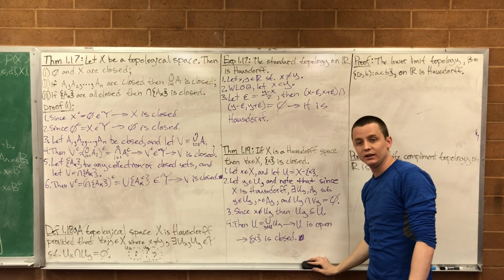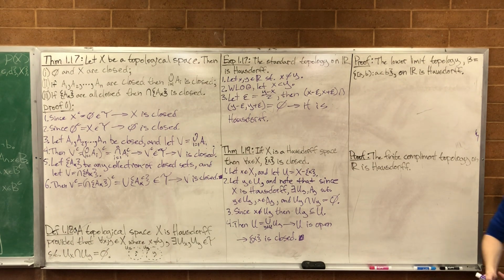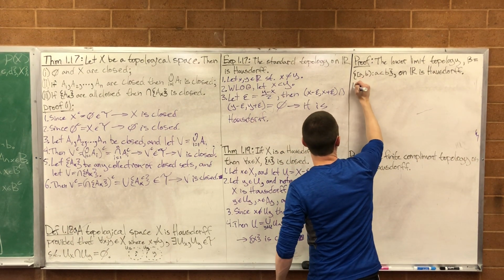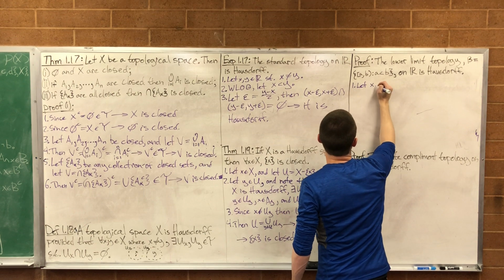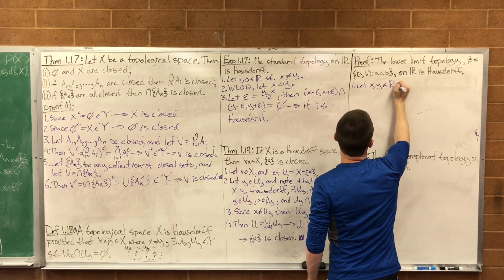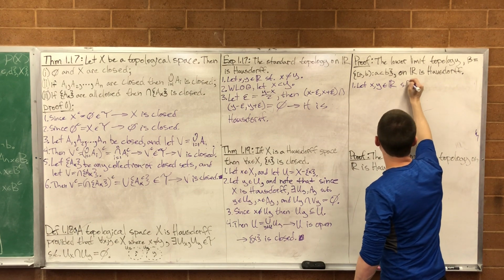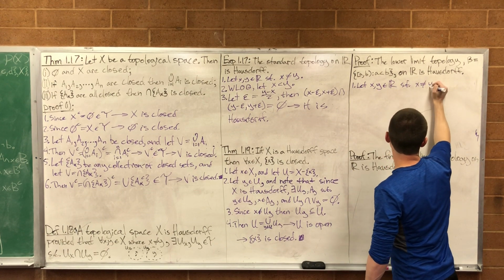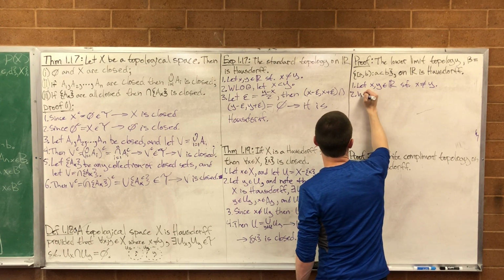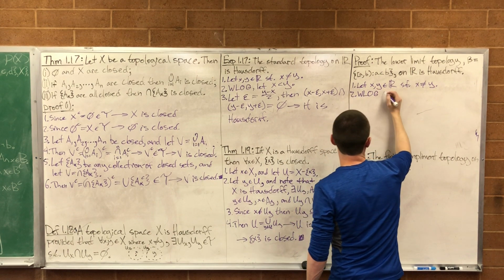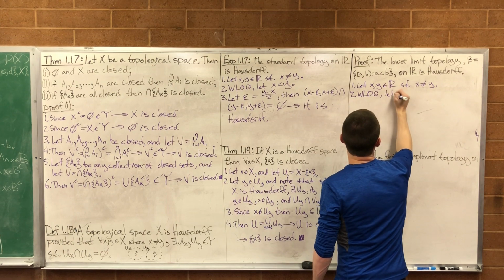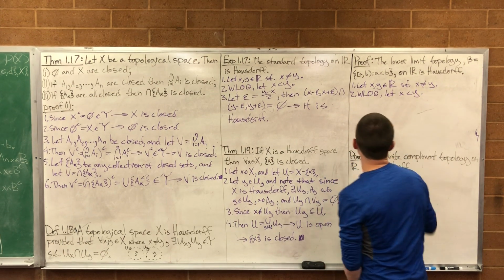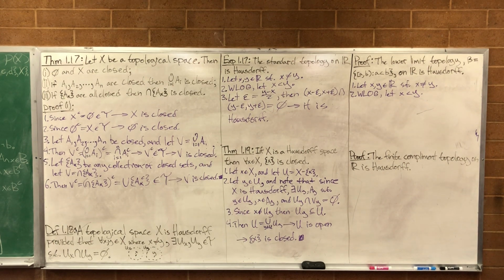Now we need to prove that it is Hausdorff. It's going to be very similar to this one, probably identical, I don't know. So let x, y in R such that x is not equal to y. Without loss of generality, let x be the smaller of the two. Now I just need to come up with intervals or open sets containing those two things that are disjoint.